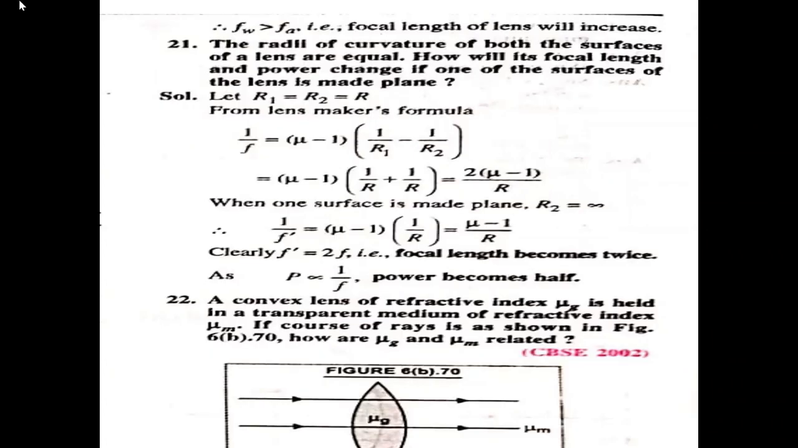So the radii of curvature of both surfaces of a lens are equal, R1 is equal to R2, so 2 by R. How will its focal length and power change if one of the surfaces of the lens is made plane?